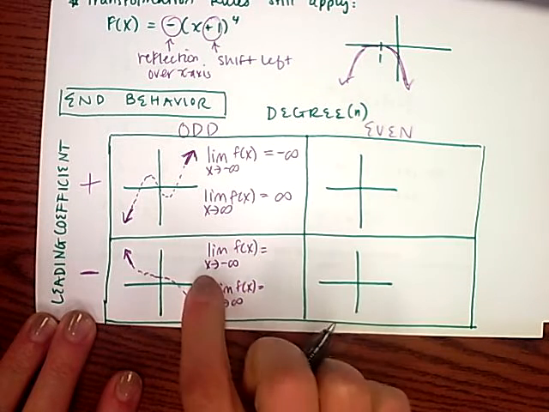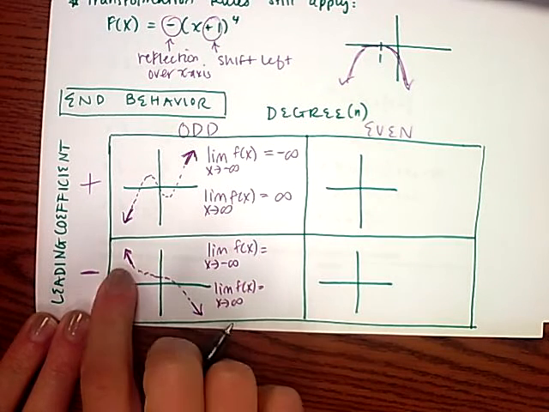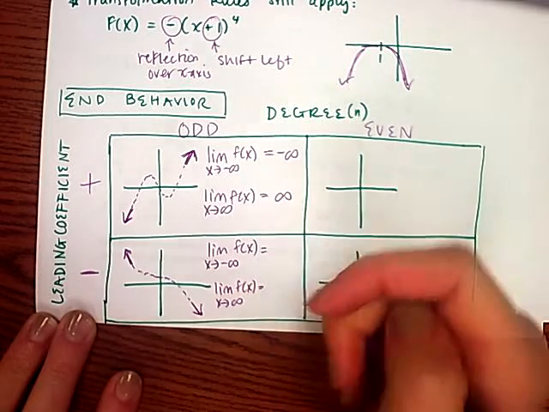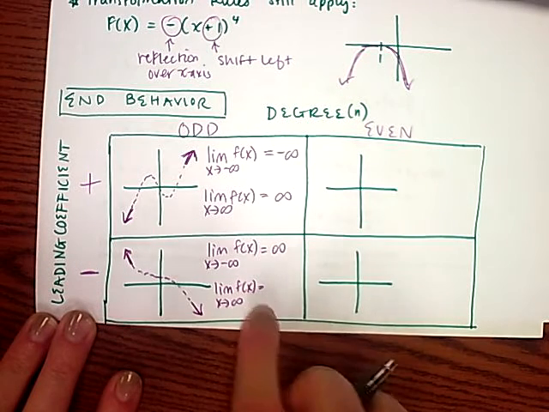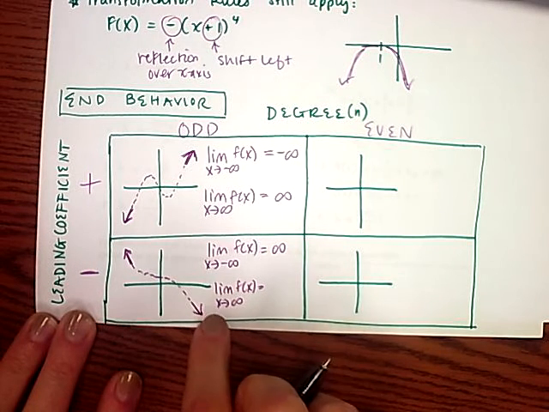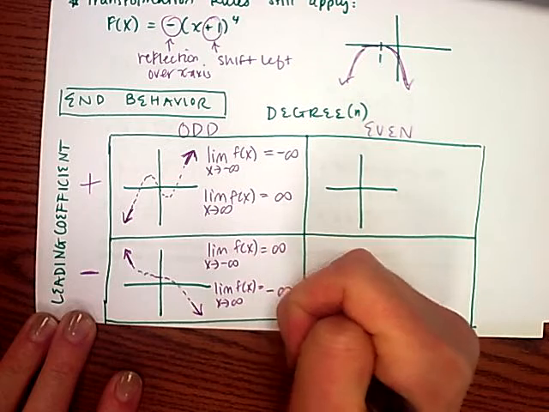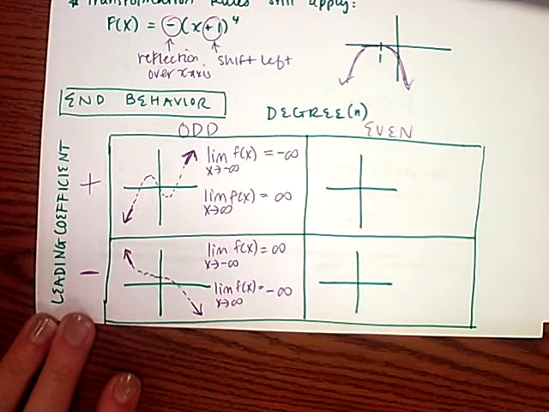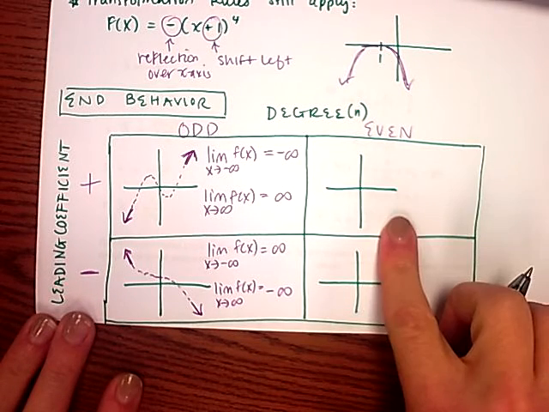So now the limit as x approaches negative infinity, that's over here, now my y values are approaching positive infinity. My limit as x approaches positive infinity on the right-hand side, now my arrow is pointing down. So now I have a negative infinity down here. Okay? So now we're going to do the same thing with the even functions.